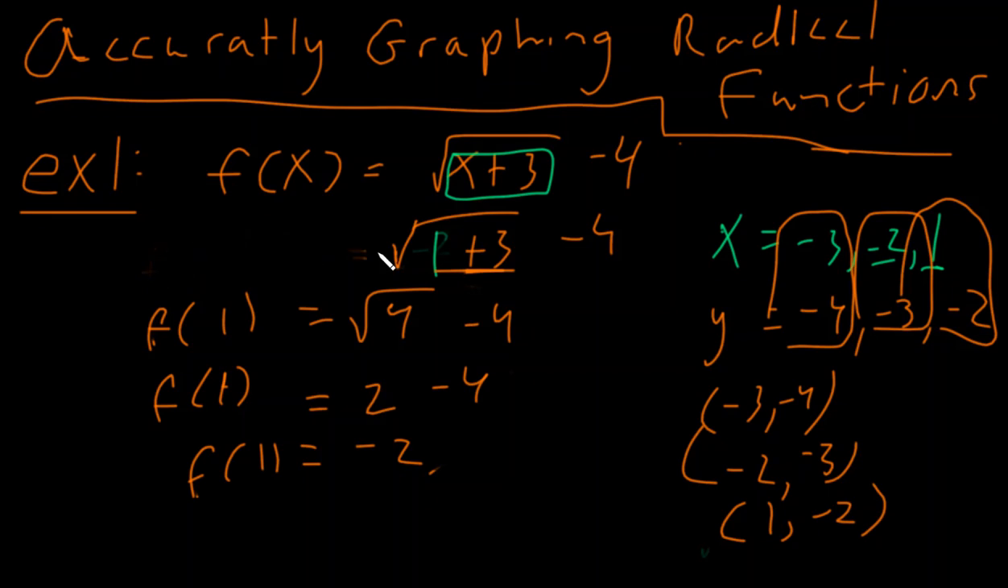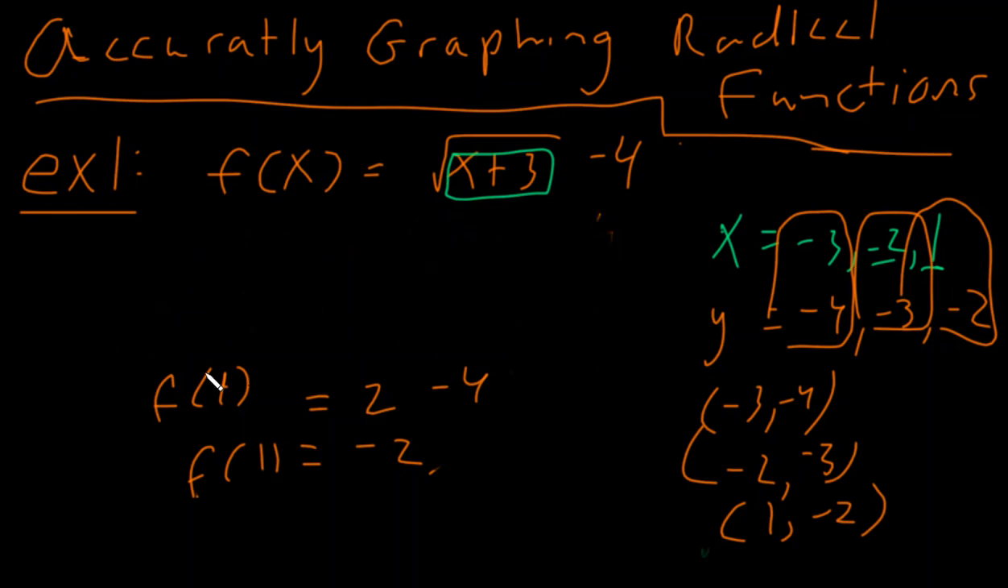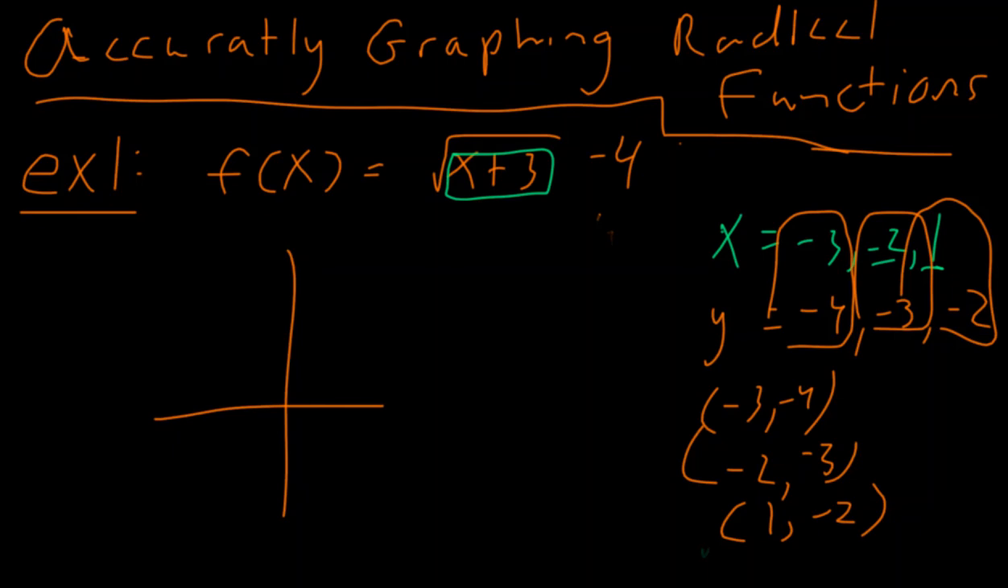So if I want to accurately graph this function, f of x is equal to the square root of x plus 3, minus 4, it's this easy. I go to the left 3: 1, 2, 3, then down 1, 2, 3, 4. There's my point, negative 3, negative 4. I have a point at negative 2, negative 3, and I have a point at 1, negative 2. And there you go. I have perfectly graphed that function.